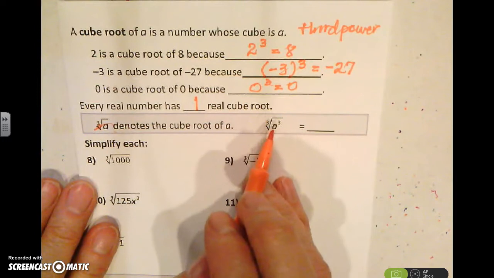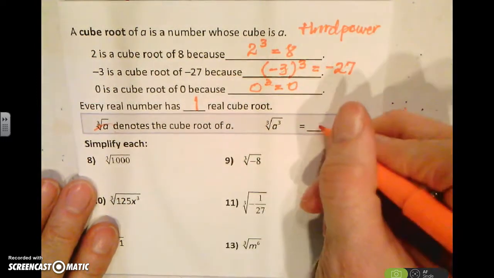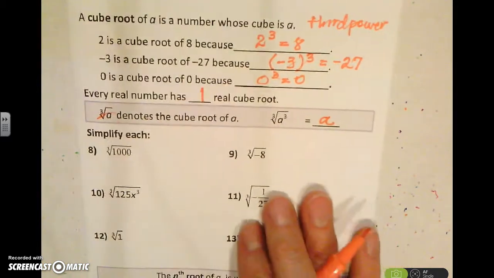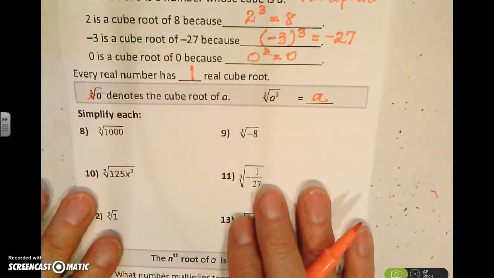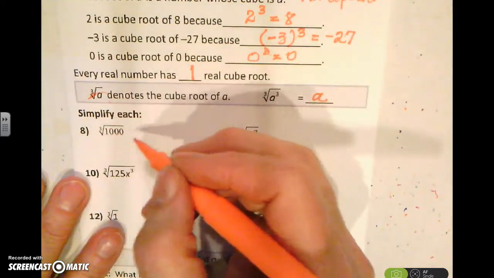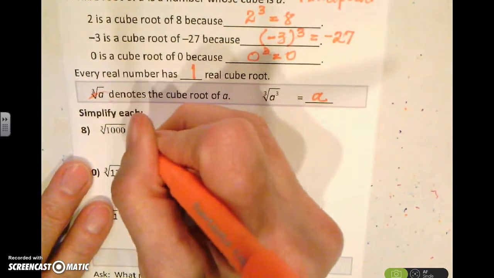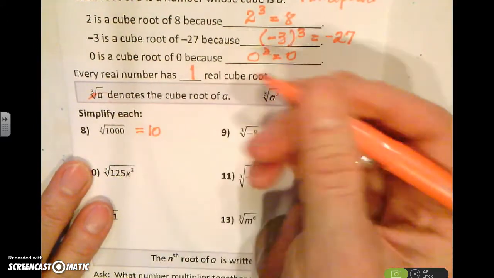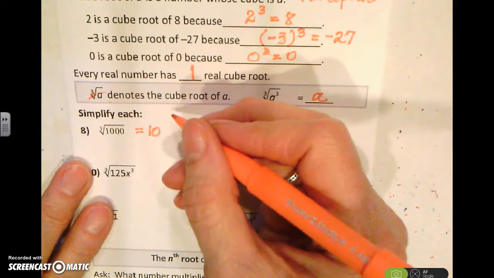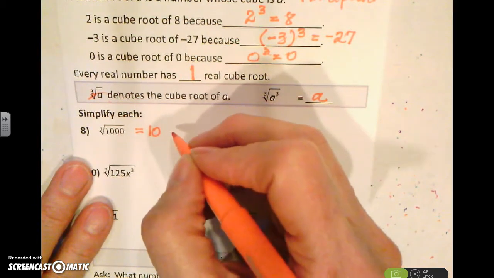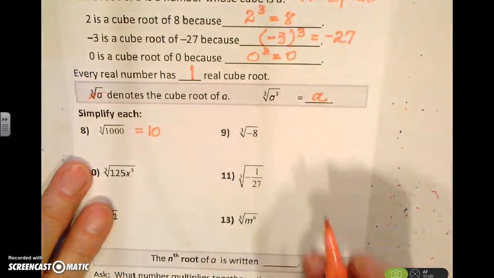So the cube root of a to the third is a, because a to the third is a to the third. All right, so let's try some of these. Cube root of 1,000. You may have to do some guessing what that might be and then check it out. But this is going to be equal to 10, because 10 to the third power is 1,000. 10 times 10 is 100, and 100 times 10 is 1,000.